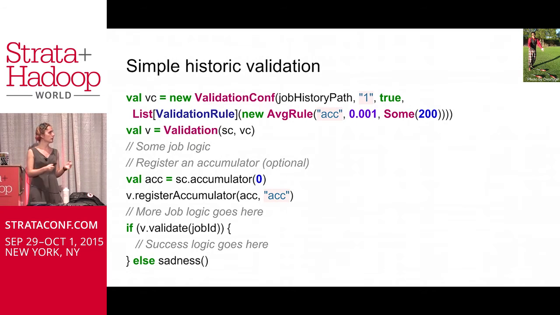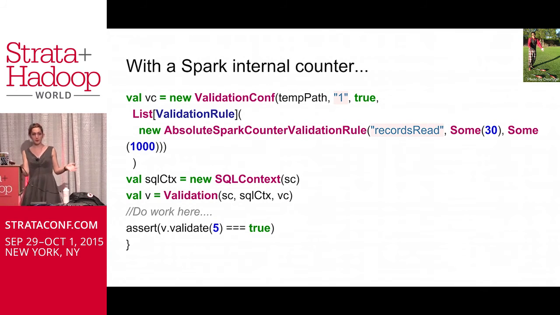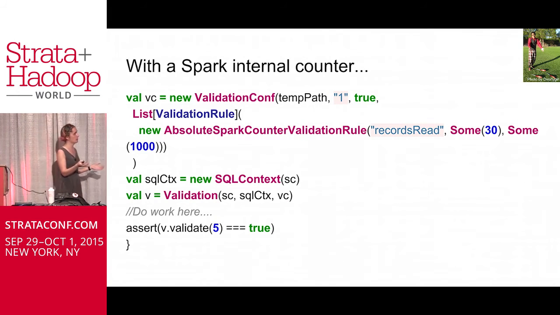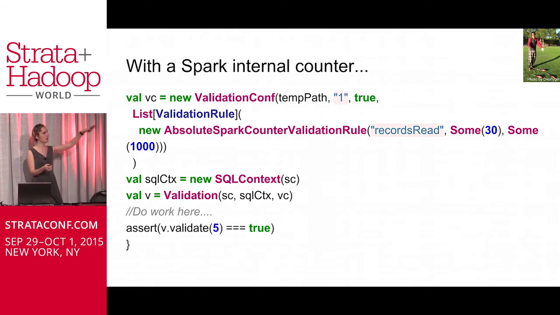So what does that look like? If we were one of those 4 people, it might look like this, where we're going to register an accumulator with our validation thing, and then down at the end we'll call validate. If you're one of the majority of people who don't currently use counters inside of your Spark jobs, it might look more like this, where we're going to say the number of records read should be somewhere between 30 and 1,000. So clearly not actual good production bounds, but you might want to say the number of records I've read are in some range if you have some idea of the number of users you have.